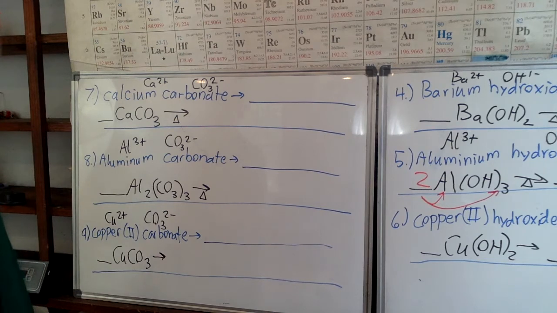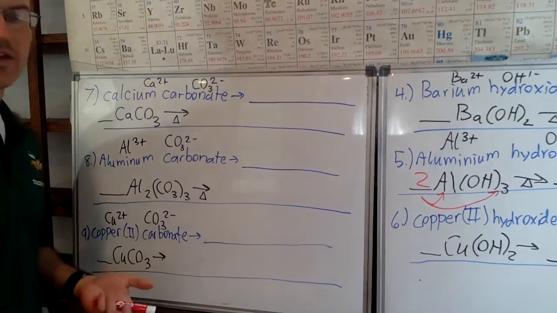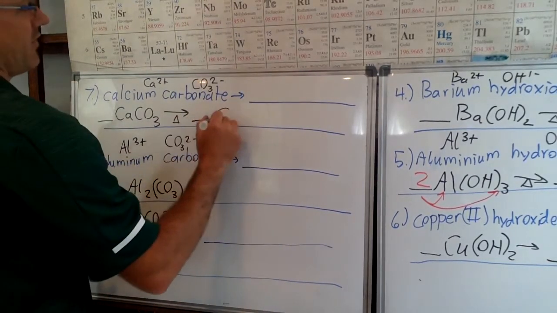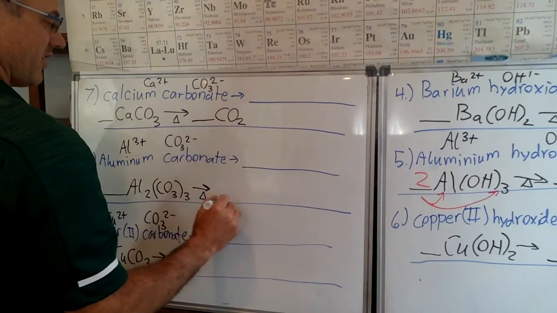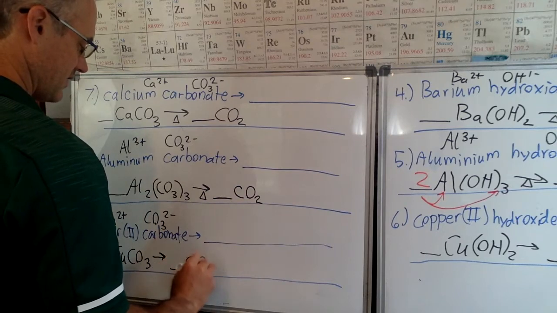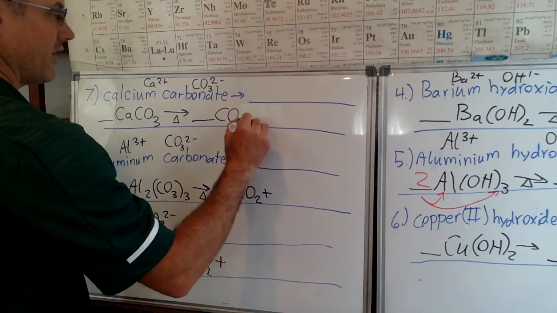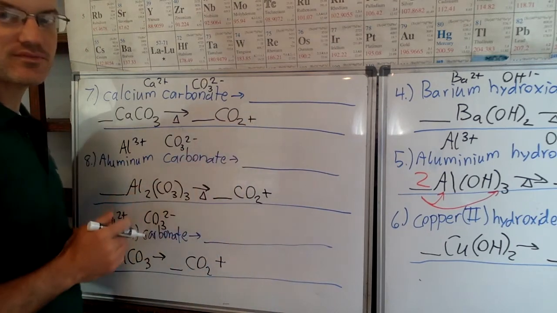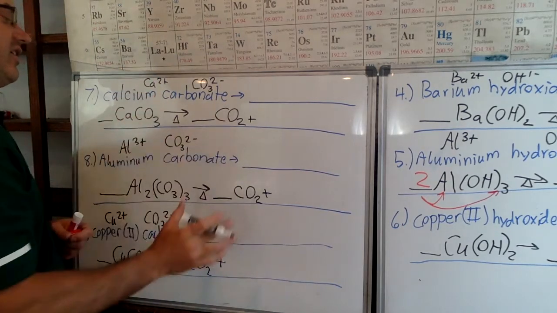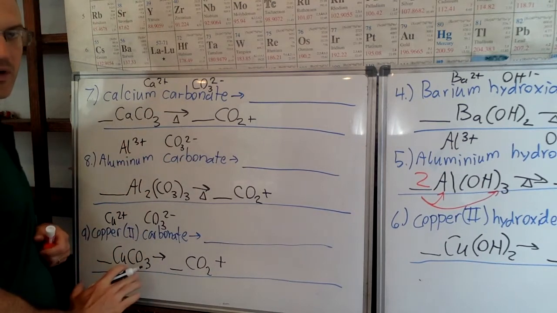These all do react. Carbonates react pretty easily, and they all make the same thing. They all make carbon dioxide. Okay, so this one's going to make carbon dioxide, CO2. This one's going to make carbon dioxide, CO2. And this one's going to make carbon dioxide, CO2. The only other part is the metal oxide that's left over. Okay, the metal oxide for this one would be calcium oxide. For number 8 would be aluminum oxide. And for number 9 would be copper oxide.